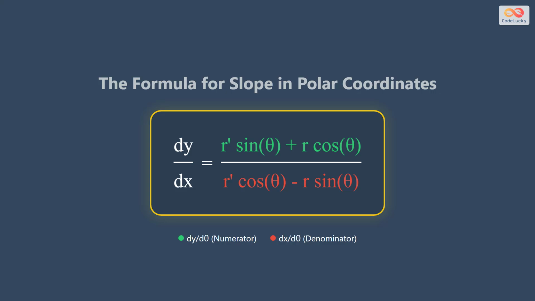Now we simply divide the derivative of y by the derivative of x. This gives us our final formula for the slope in polar coordinates. The numerator is r prime sine theta plus r cosine theta. The denominator is r prime cosine theta minus r sine theta. This formula allows us to calculate the slope of the tangent line at any angle theta.